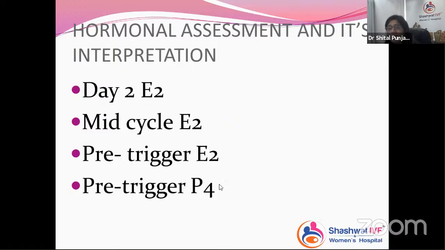Pre-trigger P4 is very important for those patients where we have tonically high LH, and we expect that the endometrium has exposure to an unnecessary amount of progesterone, and is not going to be receptive. Whether that endometrial receptivity window is open or not, pre-trigger P4 gives us an idea. In my clinic, the cutoff is 1.5. If the P4 is higher than that, we suggest that we are not going to get very good implantation, so we go for freezing and then go for an FET cycle.